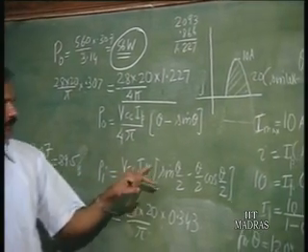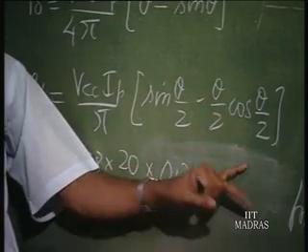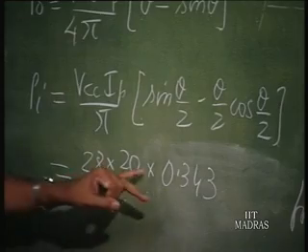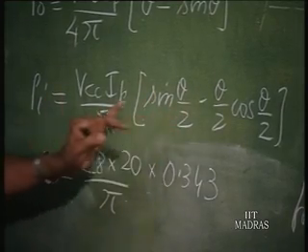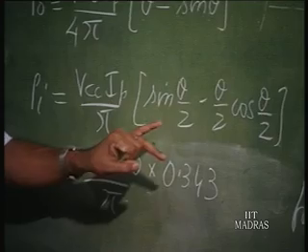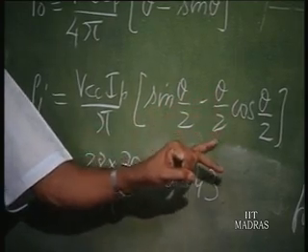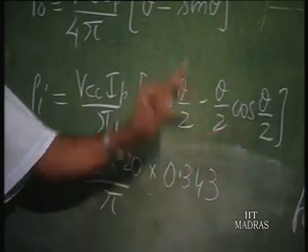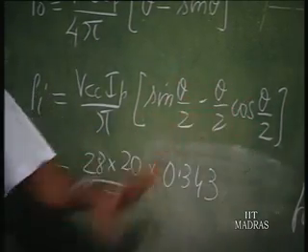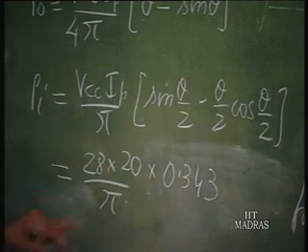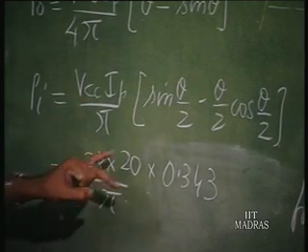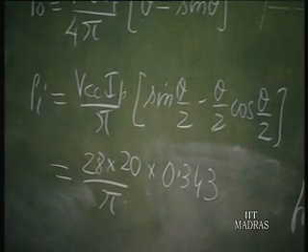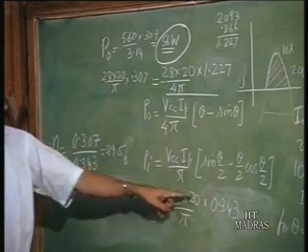VCC IP by pi into sin theta by 2 minus theta by 2 cos theta by 2 is defined as the input power, which is 28 into 20 by pi into sin theta by 2 is sin 60 into theta by 2, theta being 2 pi by 3. So, 2 pi by 6 into cos theta by 2 is half. So, pi by 6 you get there, the evaluation of which will give you 28 into 20 by pi into 0.343, this factor.